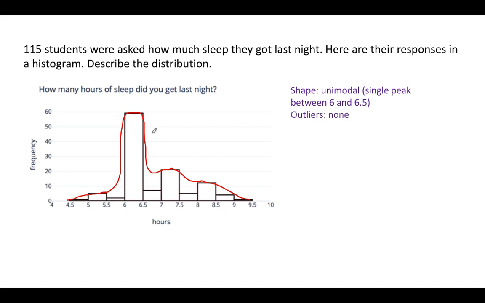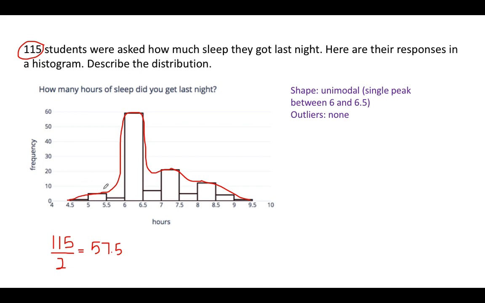For the center, you're either saying what the median or the mean is, and you can approximate those. With a histogram, I think it's easiest to approximate where the median would be. So the median is the middle value in a data set. If there are 115 values total, if I just do 115 divided by 2, that's going to tell me what halfway between 115 values is. So 115 divided by 2, that's 57.5. So the middle number, which is what the median is, is between the 57th and 58th value.